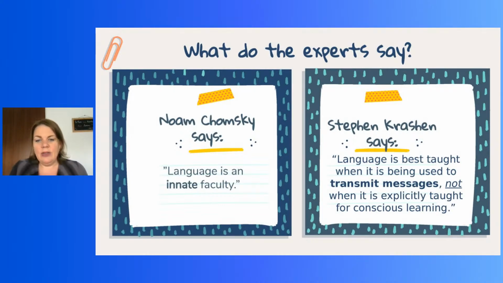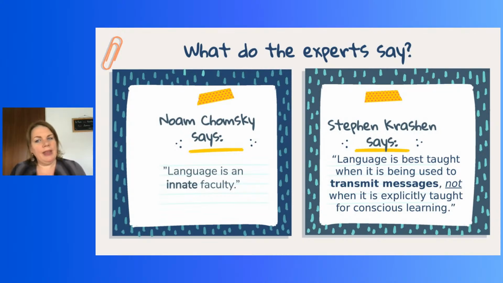These two names that you see on the screen right now are two names that you as English teachers should know very well. We have Noam Chomsky, who is a North American linguist. He's really a Renaissance man, we say. It's someone who knows a lot about a lot of things. He knows about politics, history, but he's primarily a linguist. And Stephen Krashen, who is also a North American linguist who has done a lot in the field of language acquisition. So Noam Chomsky says, language is an innate faculty.